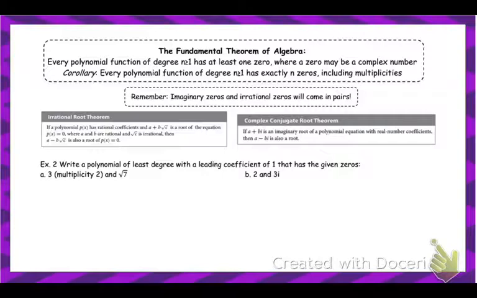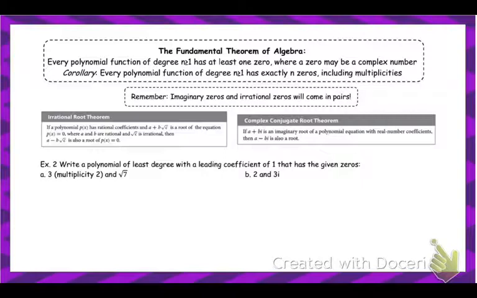And then one of the other things we talked about when we did quadratics, imaginary zeros and irrational zeros come in pairs. So if 3 minus the square root of 7 is a zero, 3 plus the square root of 7 is a zero. If 3 minus i is a zero, 3 plus i would also be a zero. So to write these equations, it's going to be very similar to what we did with quadratics. It's just going to be more factors because it's a polynomial.